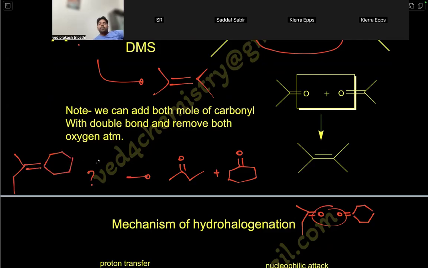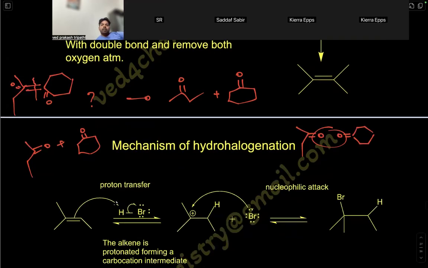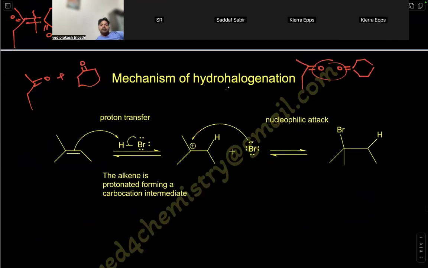Make sense? And you can cross check your answer. Break this, add double bond O, double bond O. So you can see. Clear? Make sense? Mechanism of hydrohalogenation we have done: alkene protonate, carbocation, Br attacks over the carbocation, and we have this product.